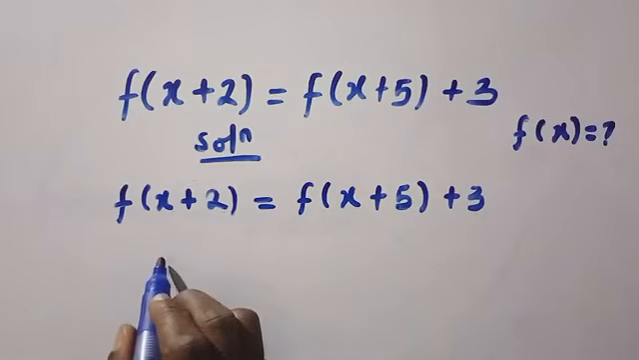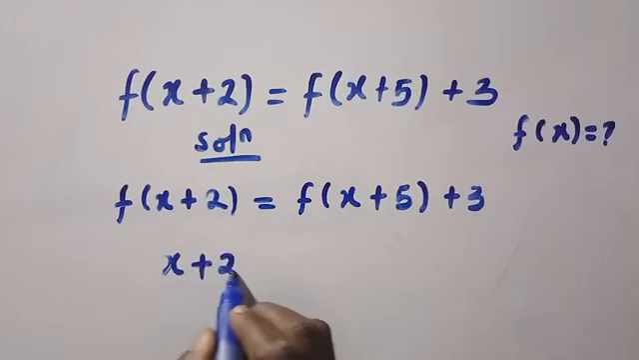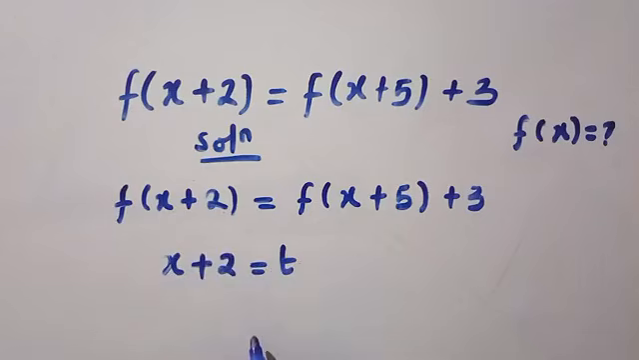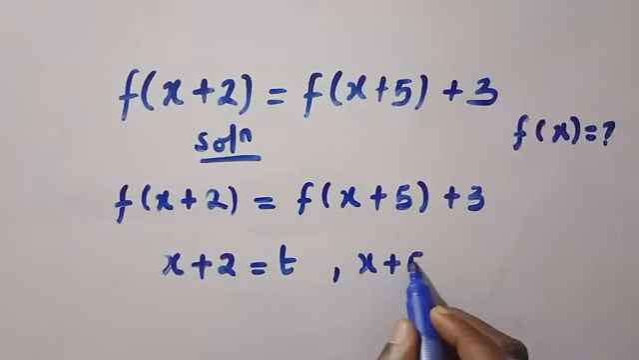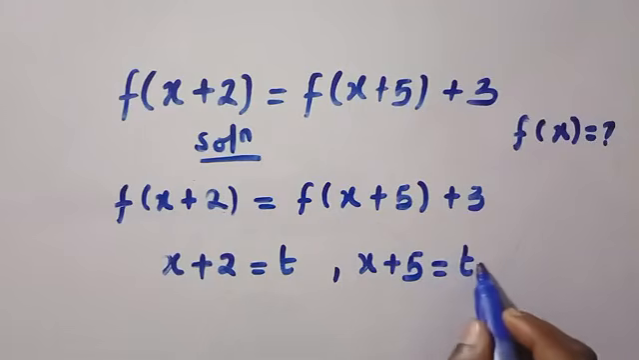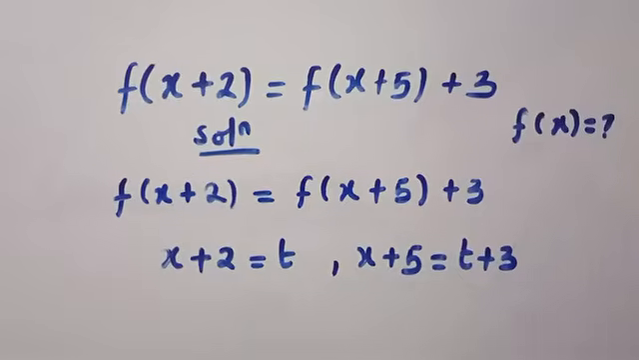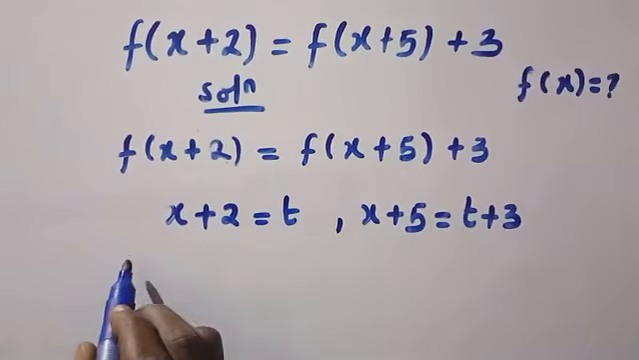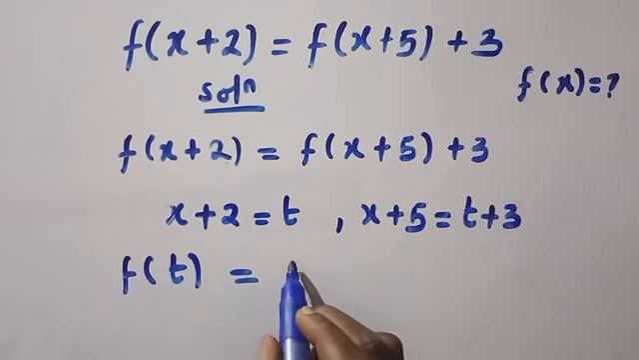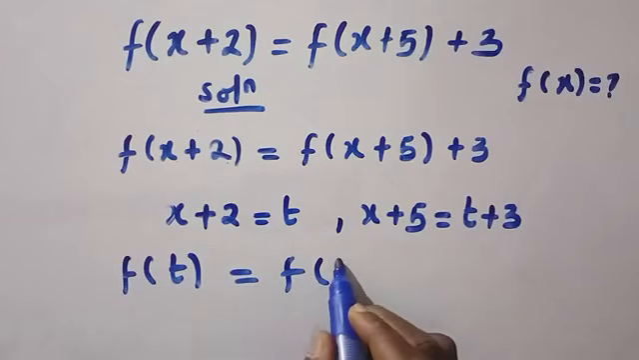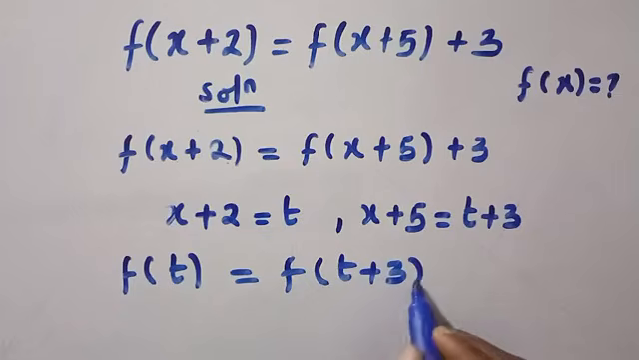We are going to let x plus 2 be equal to t. And if x plus 2 equals t, we are going to have x plus 5 equals t plus 3. Then we replace it, as we have f of t equals f of t plus 3, then plus 3.